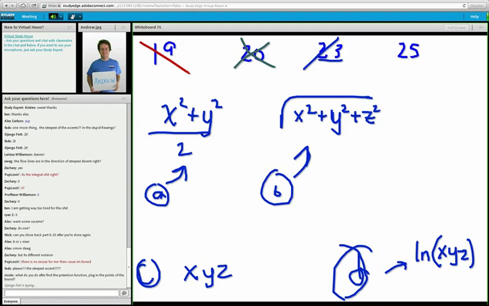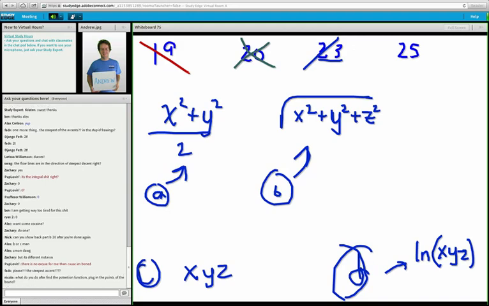I'm telling you what the potential functions are. You should be able to find them on your own, and they actually aren't that bad. You should be able to find those. They're actually pretty easy to do.